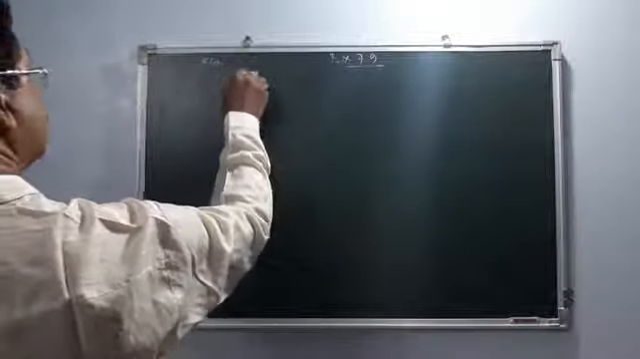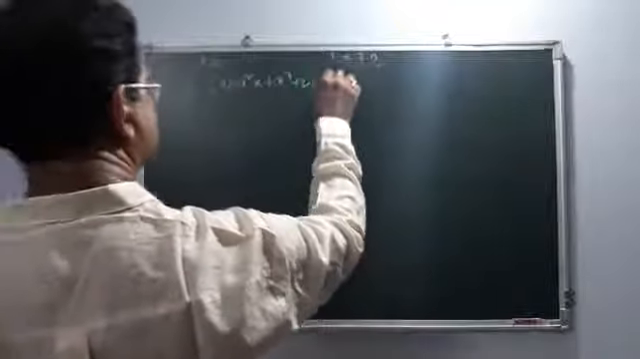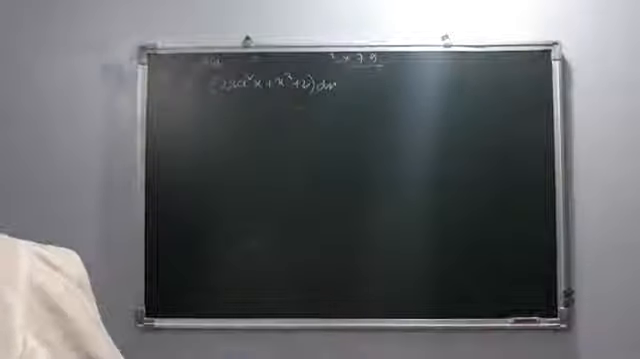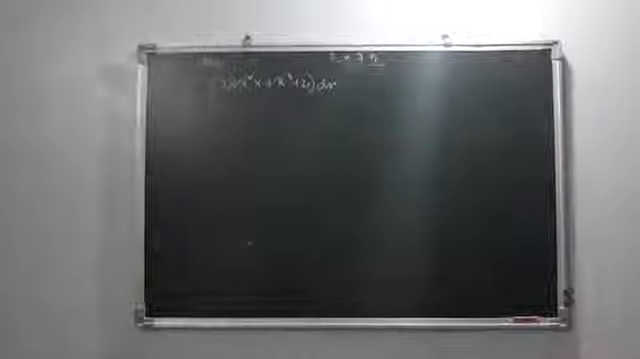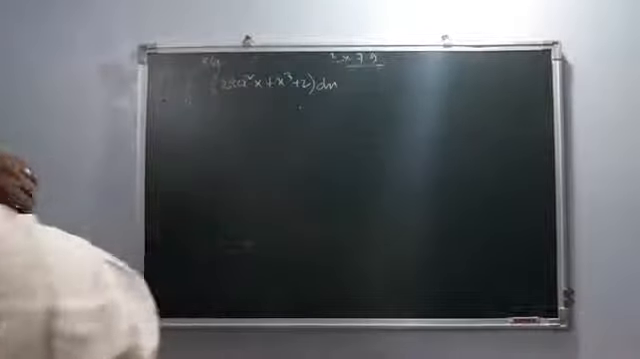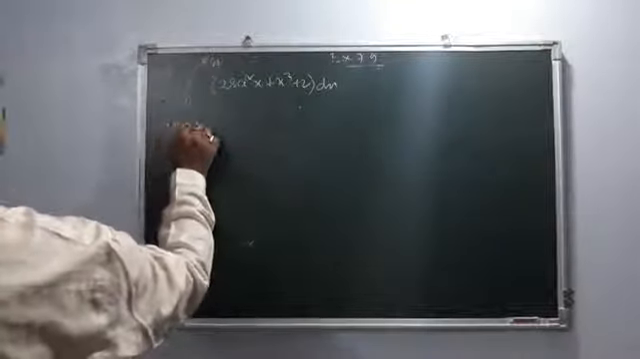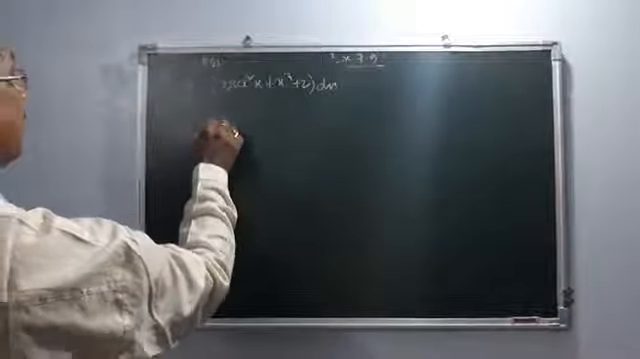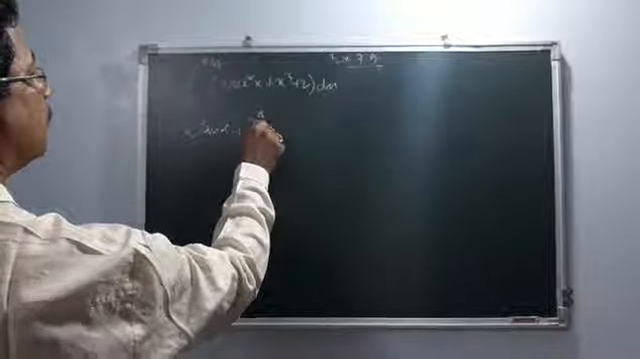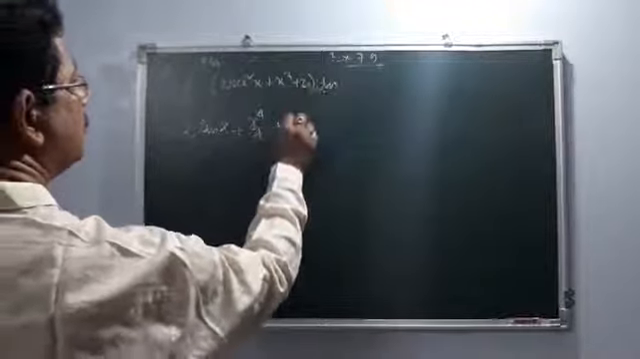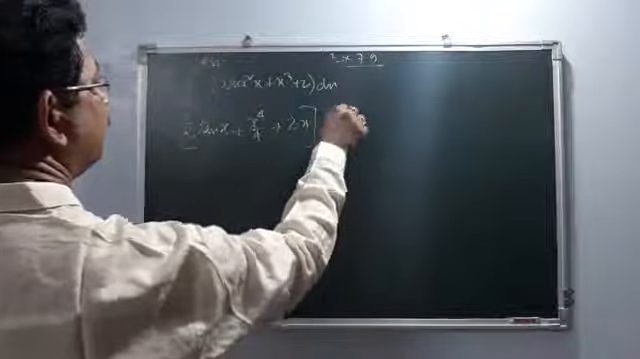of 2 sec square x plus x cube plus 2 dx. It is a very simple sum. Of course, we can directly use our procedure, which means we can directly integrate. Sec square x, its integration is tan x, x cube integration is x to the power 4 by 4, integration of 2 is only 2x, whole thing from 0 to pi by 4, that much only.